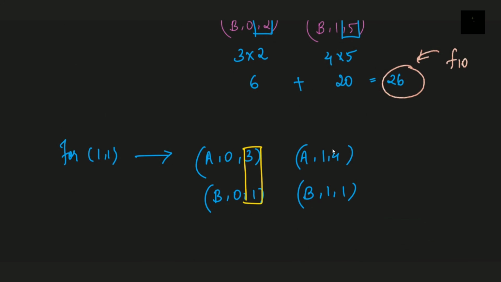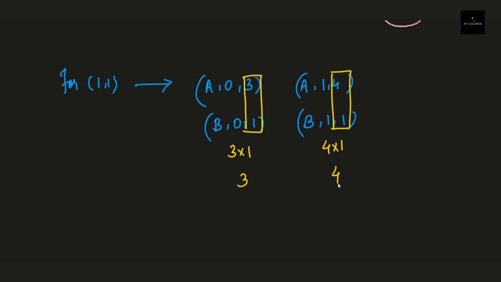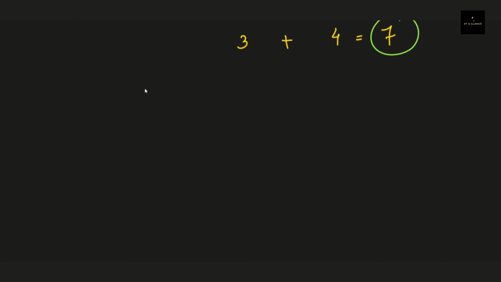Now it's time to multiply the third parameters of every single column. So first we have 3 and 1 and next we have 4 and 1. If we multiply 3 into 1 we get 3 and if we multiply 4 into 1 we get 4, and when we add these two results we'll get 7 as the answer. And now what is this 7? This 7 is the value that is located at the position 1, 1 because we are dealing with the key 1, 1. Now we have performed the task for every single key.